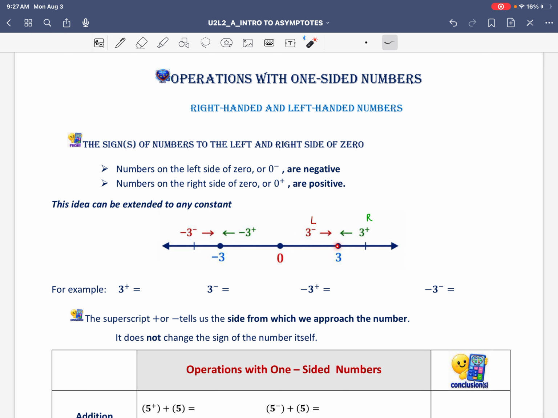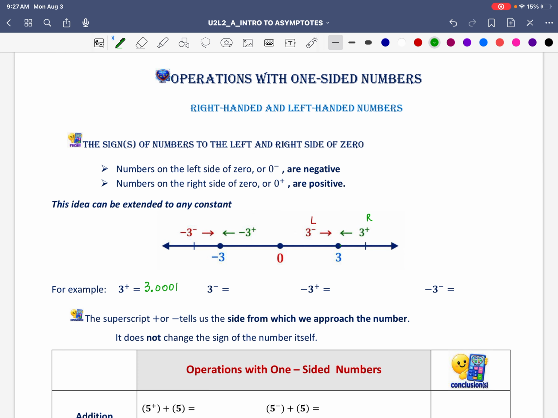However, the sign of the number doesn't have to change just because you approach it from the left or the right side of it. For example, if you look at number 3, when you approach number 3 from the right-hand side, you will have numbers that are slightly more than 3. As an example, I'm going to write in here 3.0001. That's a number on the right side of 3. And there are so many others, by the way.